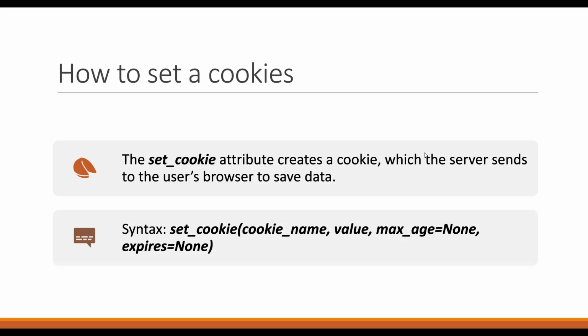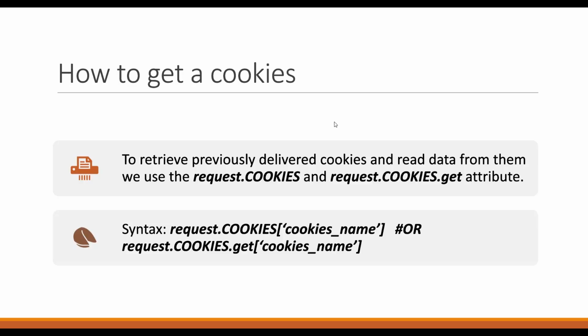The next one is max_age. It is the duration of the cookie until which it remains active. And the last one is expires. It specifies the expiry date time object. So with this we have learned how to set a cookie. So now we will discuss how to get a cookie.